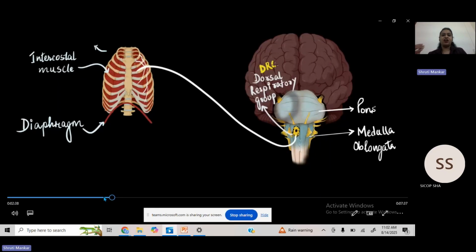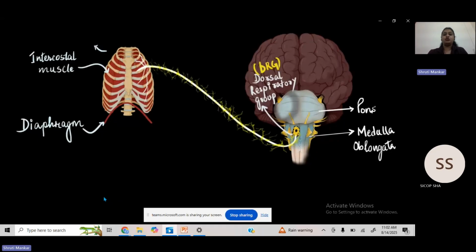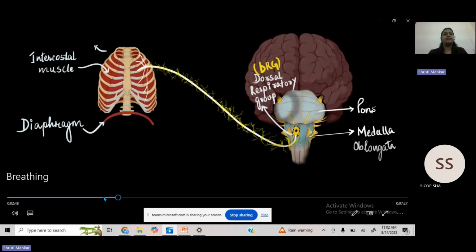So when this DRG, the dorsal respiratory group neurons, send impulses to the intercostals and the diaphragm, the diaphragm contracts and the intercostals contract. See, the diaphragm has contracted, that is, it has flattened, the intercostals have expanded, the chest cavity volume has increased, hence the process of inhalation. Okay. So basically, this DRG is responsible for initiating inhalation and hence is also called the inhalation center.